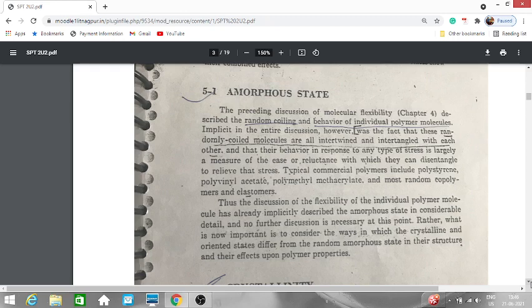Typically, commercial polymers include polystyrene, polyvinyl acetate, polymethyl methacrylate, and most random copolymers and elastomers. Thus, discussion of flexibility of the individual polymer molecules has already implicitly described the amorphous state in considerable detail, and no further discussion is necessary at this point. Rather, what is now important is to consider the ways in which the crystalline and oriented state differ from the random amorphous state in their structure and their effects upon polymer properties.